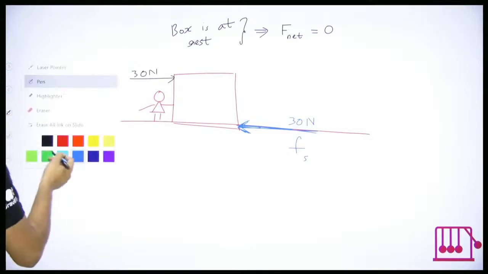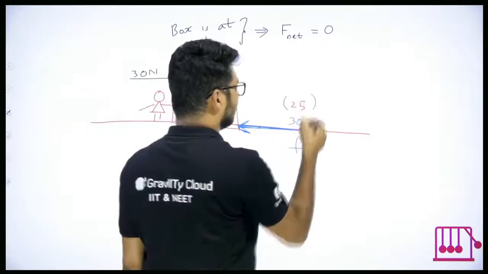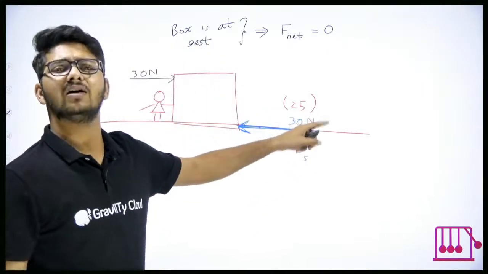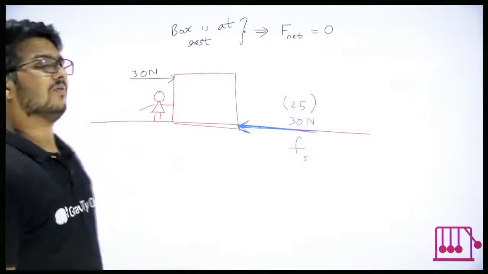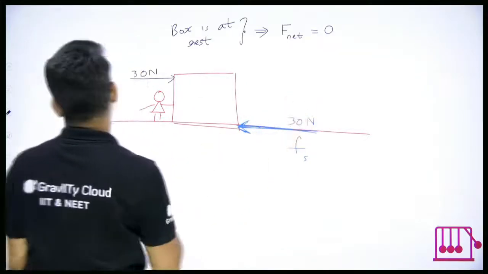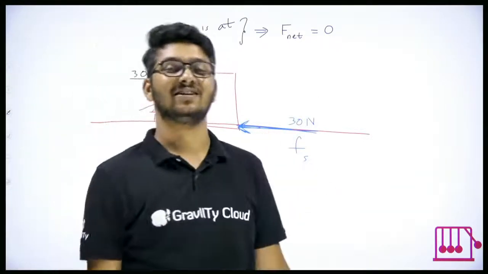See, simple. If you just take an example, if this is 25 Newton, then 30 minus 25 is equal to 5. It will not be 0. We need it to be 0. When will it be 0? When it is 30 minus 30. So that is the reason why static friction is 30.